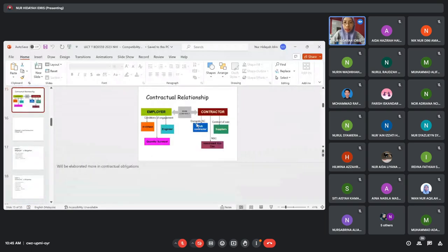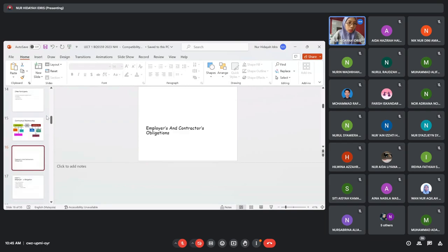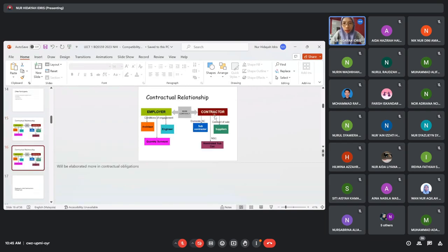If you look at our relationship matrix for the employer here, there is employer with main contractor. But for design and build, sorry, the design matrix will look like this. All the consultants will be under the contractor. I will bring all these here. All the architects, engineers will be here, and all the consultants will be under the contractor. There is no longer a relationship between employer and consultant.